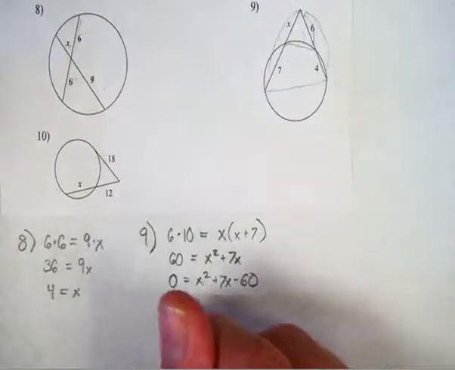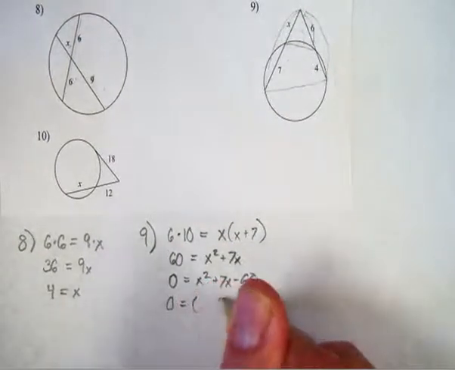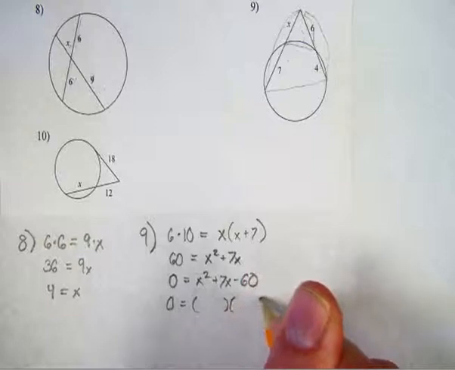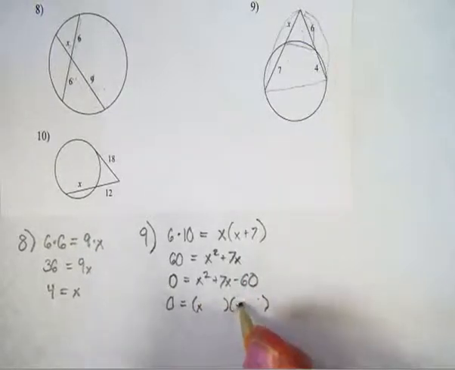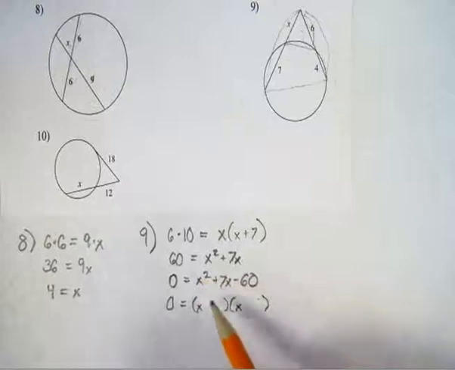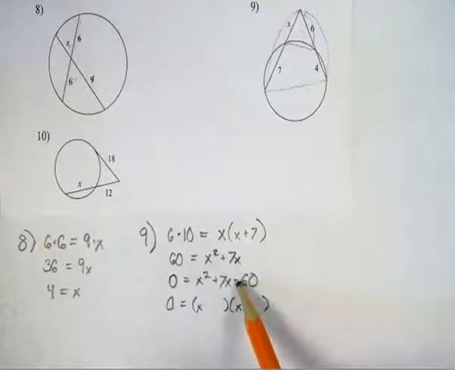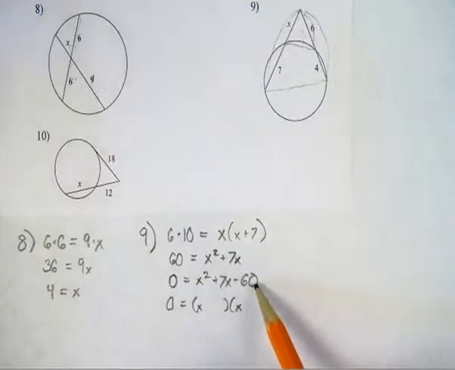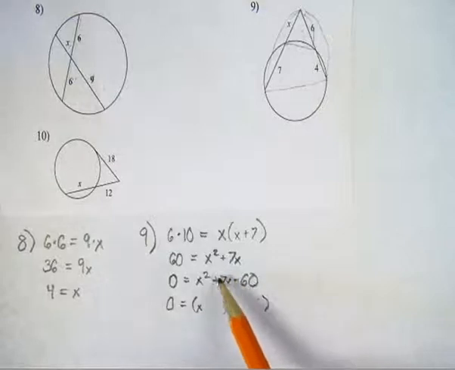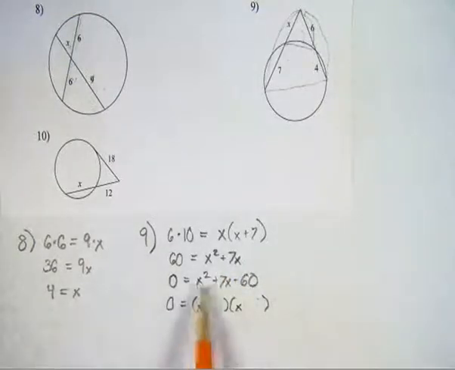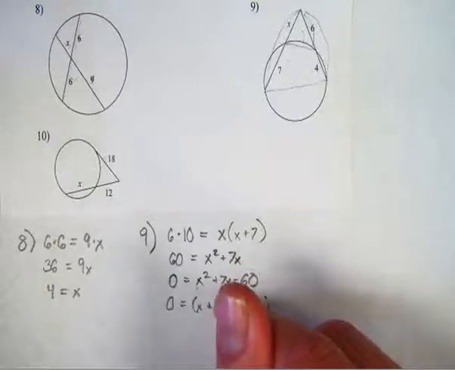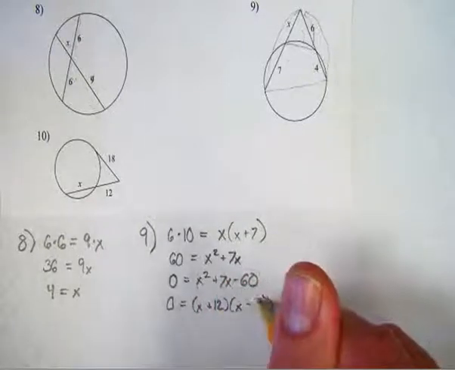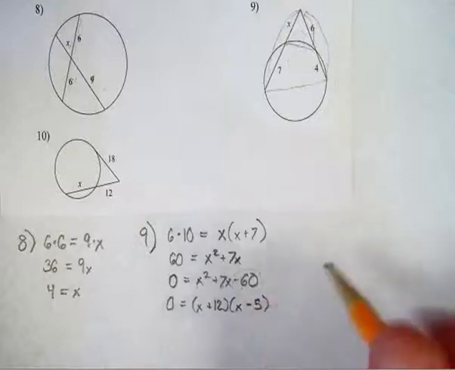And then I'm going to factor this quadratic trinomial that I've gotten. I know I want x times x to give me x squared. Now I need two things that will multiply together to give me negative 60 and add up to 7. So again, those two things must multiply to give me negative 60 and add up to positive 7. The only thing that fits that bill would be plus 12 and minus 5.